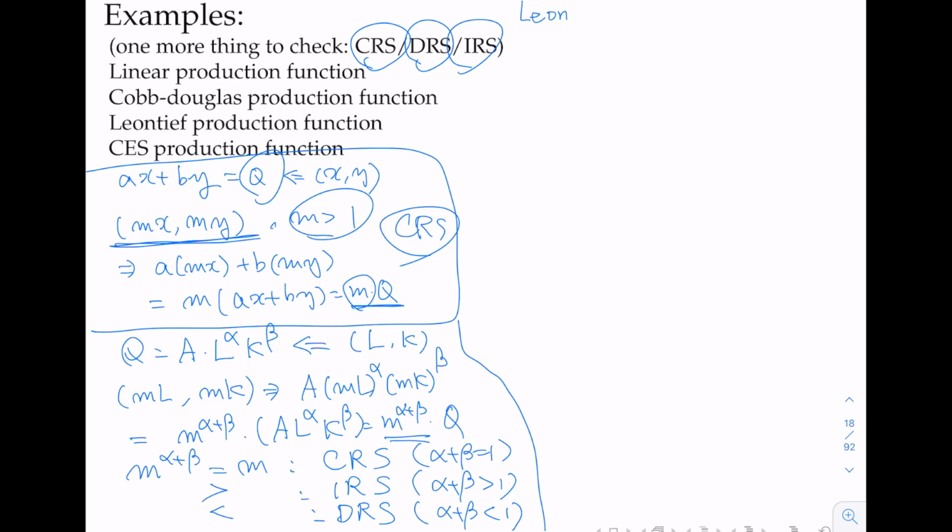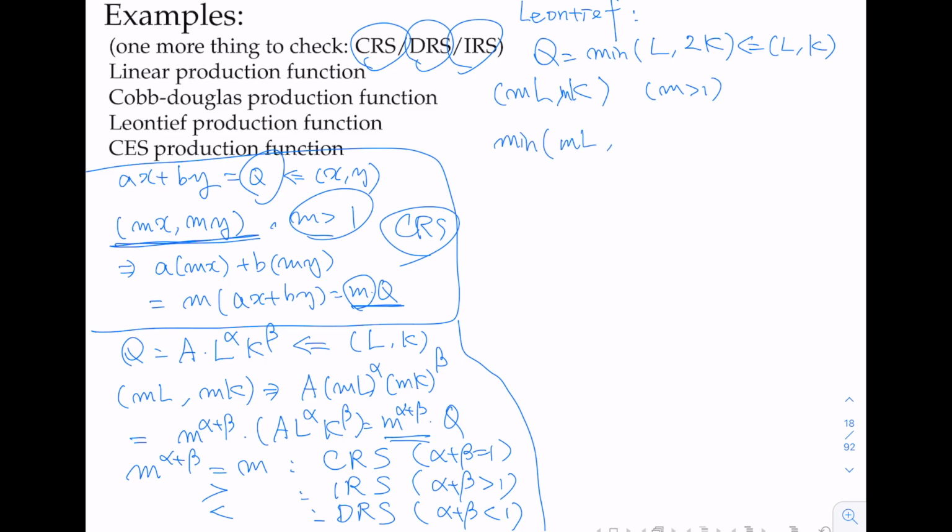so Leontief. I'll give you two examples. So let's say Q is the minimum of L comma 2 times K. Okay, so that's the input factors of L and K. So if I multiply by M, and of course M is larger than 1 as usual, then the output will be the minimum of ML comma 2 times MK. That's the same as M times the minimum of L and 2K, so that's M times Q. So that's a CRS. Okay, but it doesn't have to be CRS all the time.